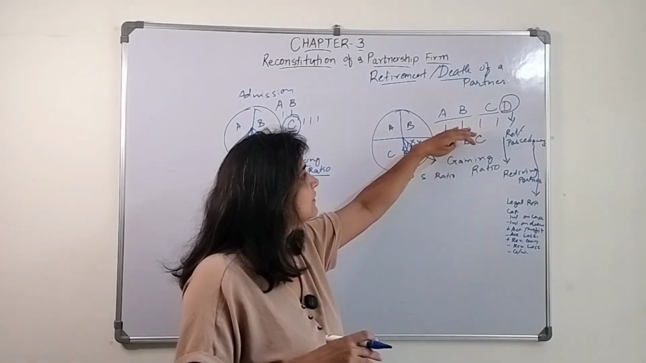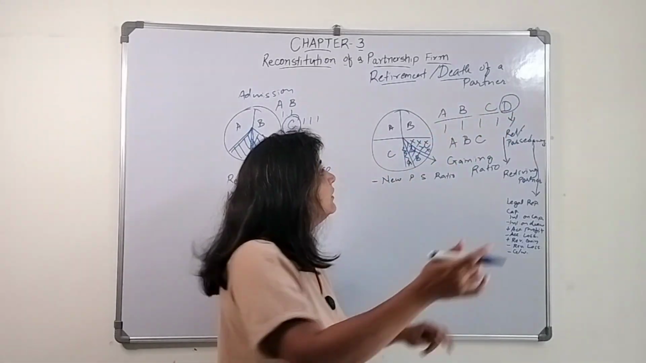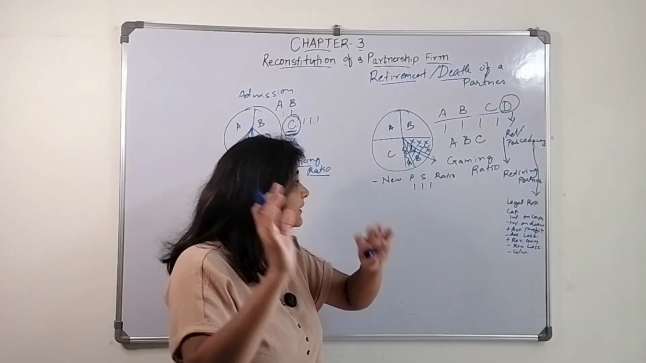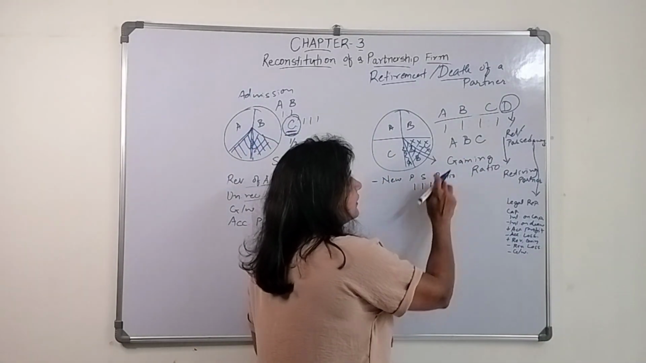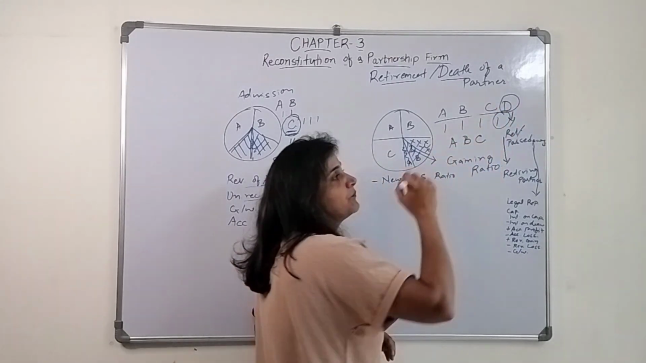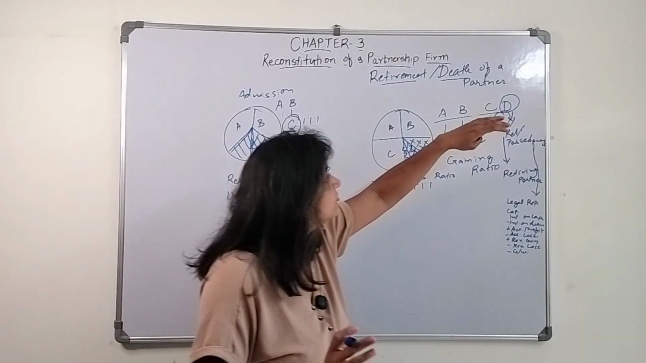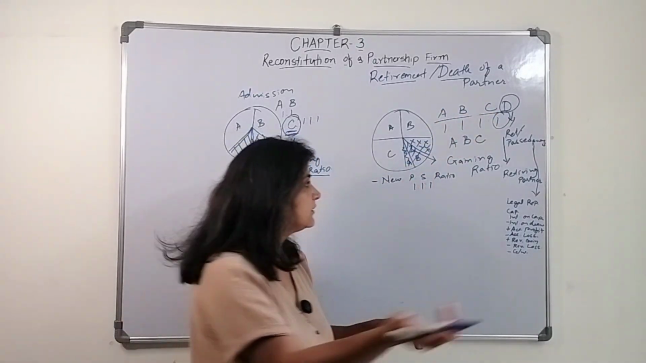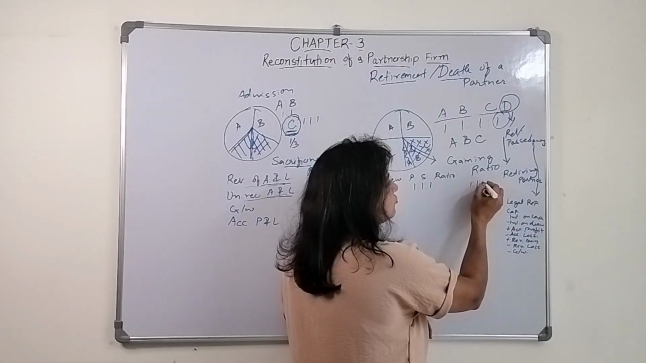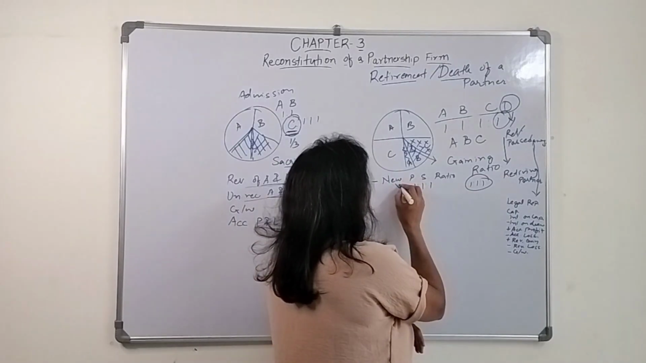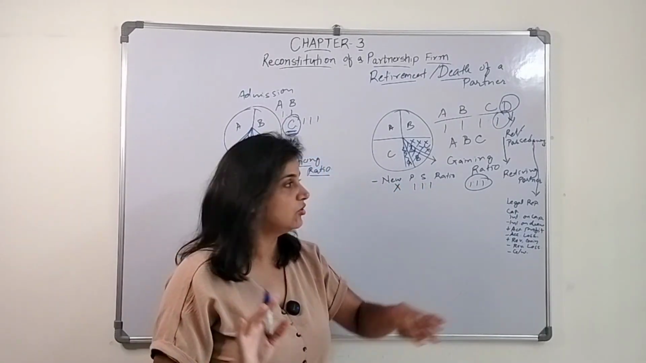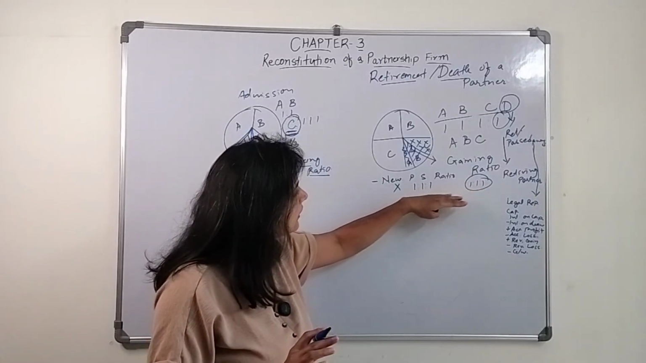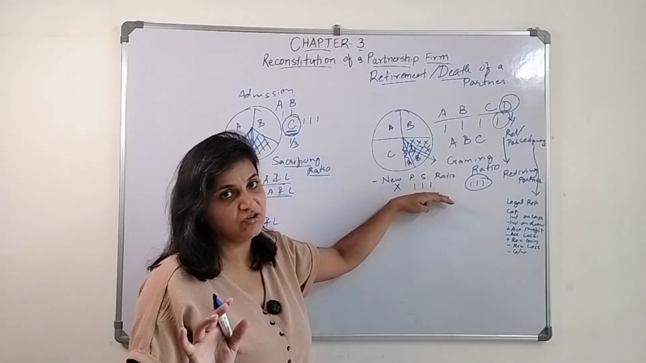Now this new profit sharing ratio could be the same. Okay, it's not necessary that they change. So it could be the same, 1:1:1. Whatever this D's share of profit is, it will be shared among the three partners equally. If it is shared among the three partners equally in the ratio of 1:1:1, there's no need to determine the new profit sharing ratio, because it will be the same.